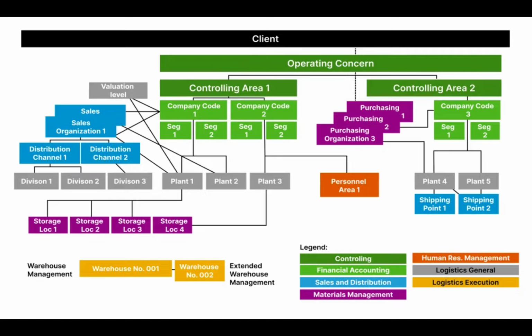Next, in this org structure, there are three things assigned to the company code. One is the sales area, the plant, and the purchasing organization. Let's talk about sales area. Sales area consists of three sections: sales organization, distribution channel, and division.